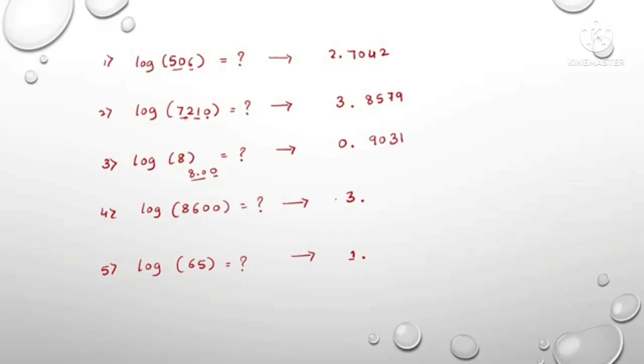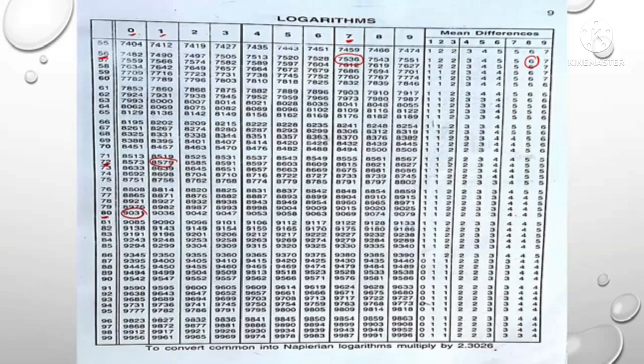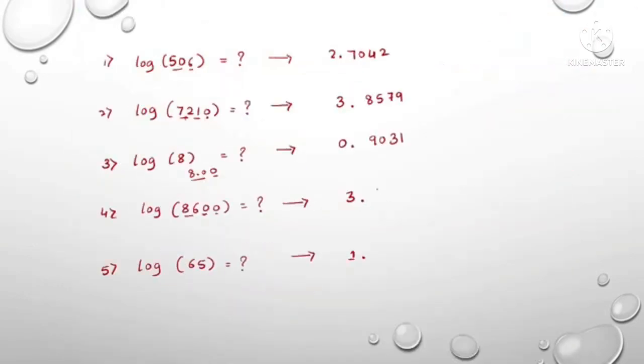Then next one. There are 4 digits. 4 minus 1 is 3. 3.86 at 0 we can observe because there is no 0 in the mean difference. Leave it. The fourth digit you can leave because there is no 0 in the mean difference. Simply we can observe 86 at 0. 86 is here at 0, means we can write the answer 9345. Then 86 at 0 in the mean difference column. Because there is no 0 in the mean difference, leave it.